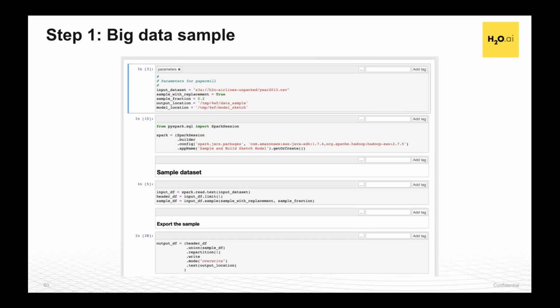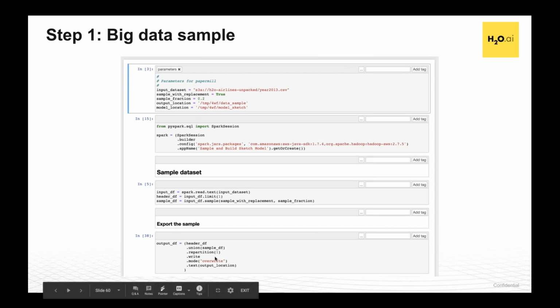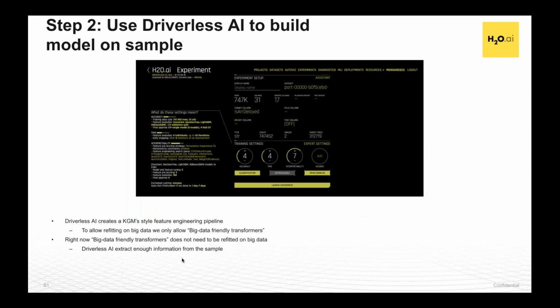And how do we do it? We create a Spark session. We have the input data frame, and then the sample data frame is like a small sample of the input data frame. And then we export the output sample in cell 38, which you see here. And this output sample is being fed into driverless AI, and this is how the driverless AI UI looks like.